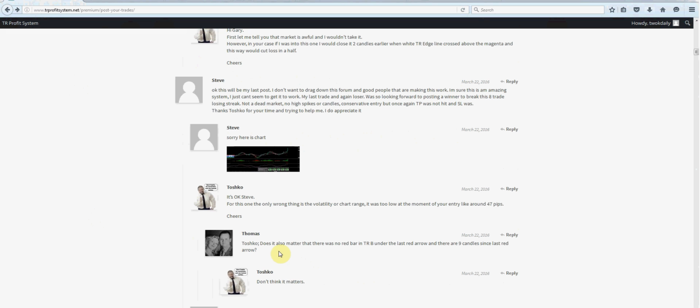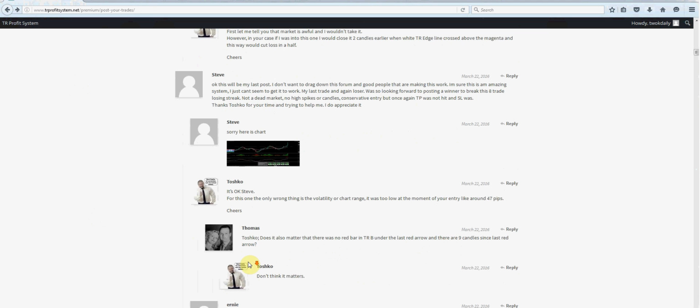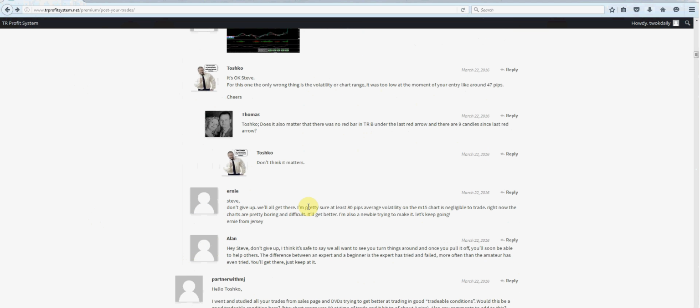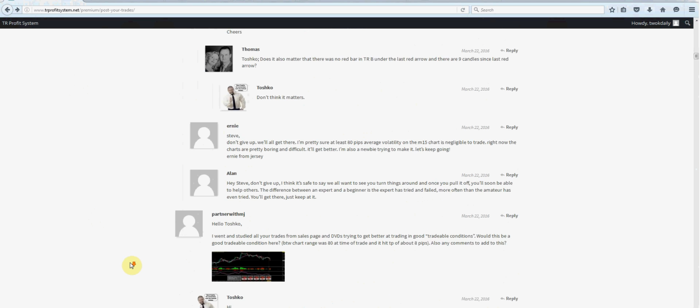Toshko, does it also matter that there were no red bars in TRB under the last red arrow, and there are 9 candles since the last red arrow? Steve, don't give up. We'll get there. I'm pretty sure at least 80 pip average volatility on the M15 chart is negligible to trade. Right now the charts are pretty boring and difficult. It'll get better. I'm also a newbie trying to make it work. Let's keep going.